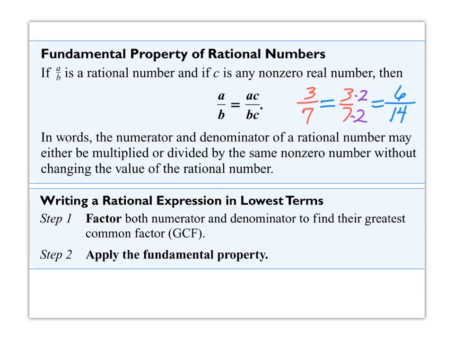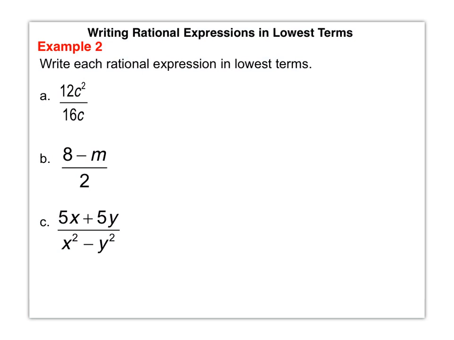Writing a rational expression in lowest terms. Step number 1, we're going to factor both the numerator and the denominator to find their greatest common factor and apply the fundamental property. We can simplify these rational functions by finding greatest common factors and dividing out those greatest common factors. Let's look at these examples. Write each rational expression in lowest terms.